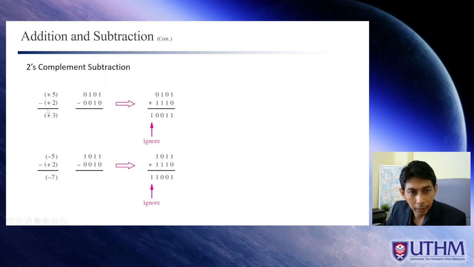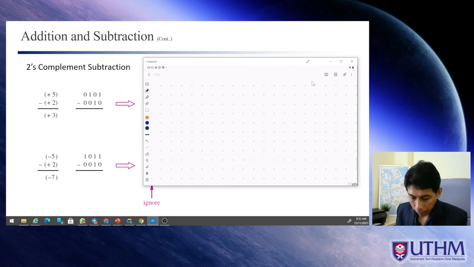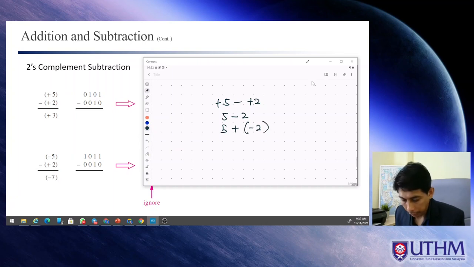So for example, here, this is by hand calculation, plus 5 minus plus 2. So this is actually 5 minus 2. And this is actually 5 plus minus 2. Right? So this is what the hardware actually does. We will use the adder in this case. And this is number 5, 0101. And this is minus 2.